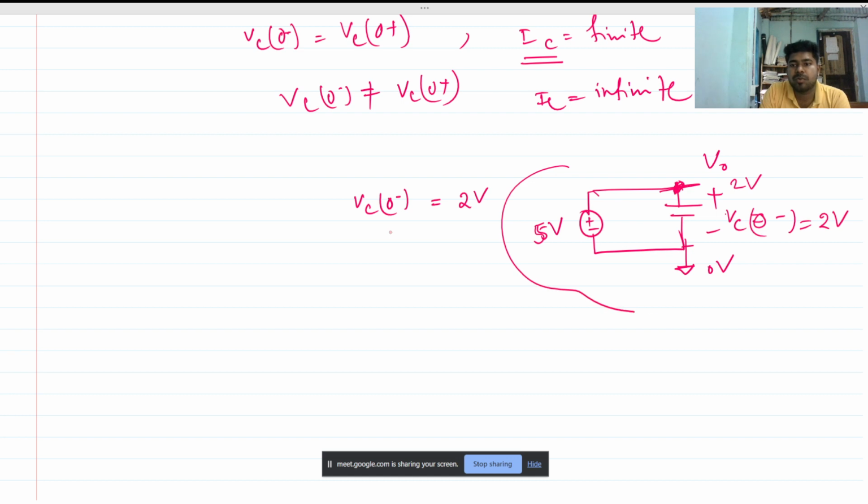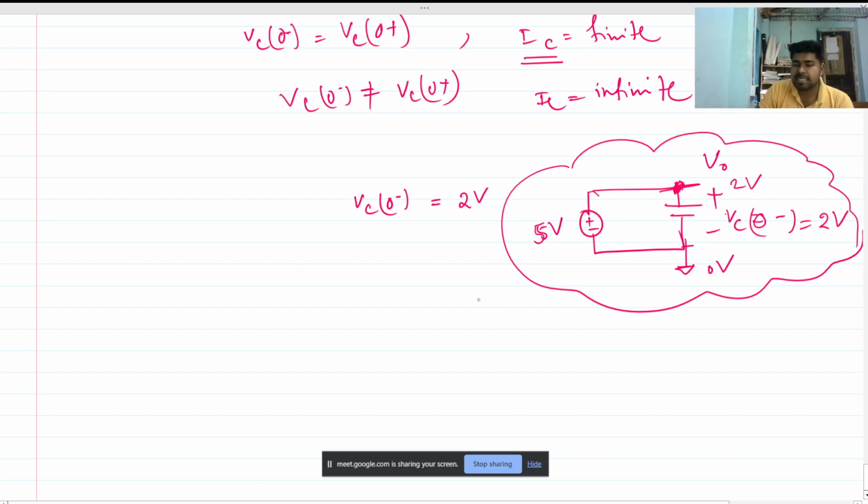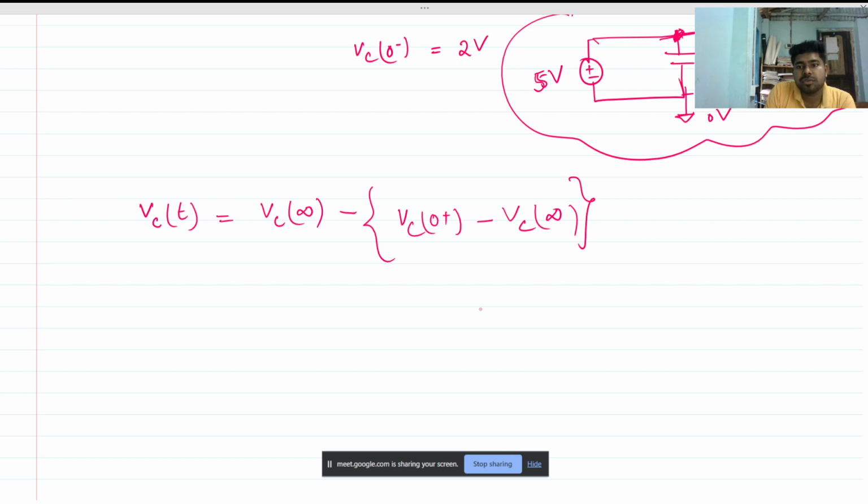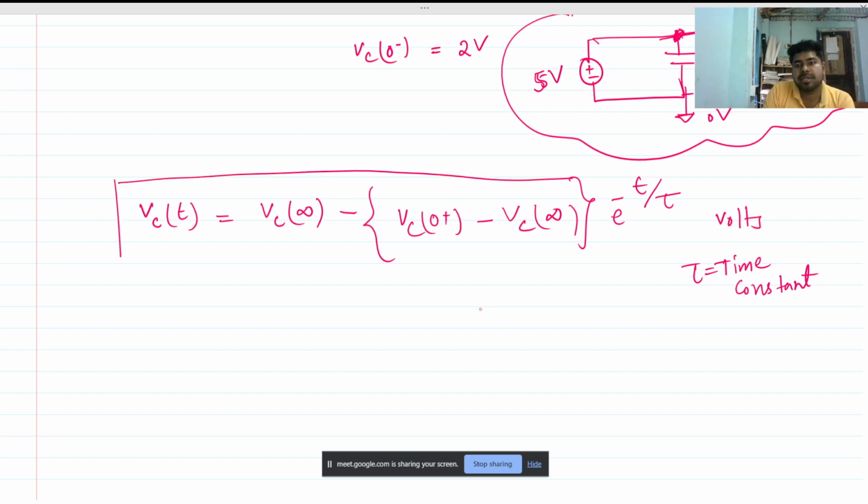We have to deal with this type of problem, so let's do the simplest one. Initial condition is very important. If we write the formula, Vc of t is nothing but Vc of infinity minus Vc of 0 plus minus Vc of infinity, whole into e power minus t by tau, where tau is the time constant of the circuit. This is the formula, and the unit is volts. This is for when there are some initial conditions.